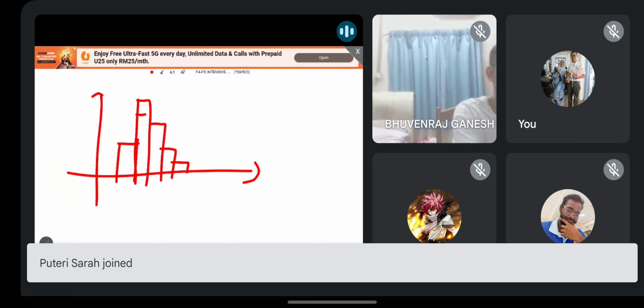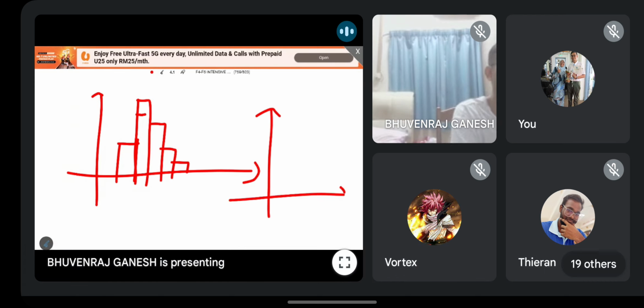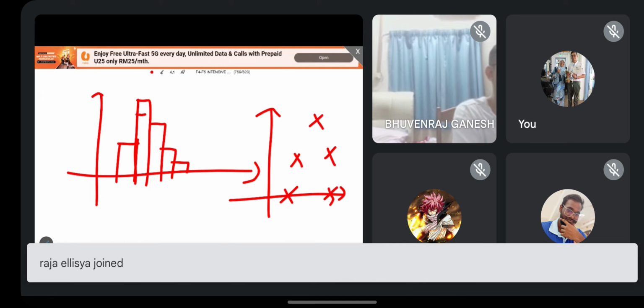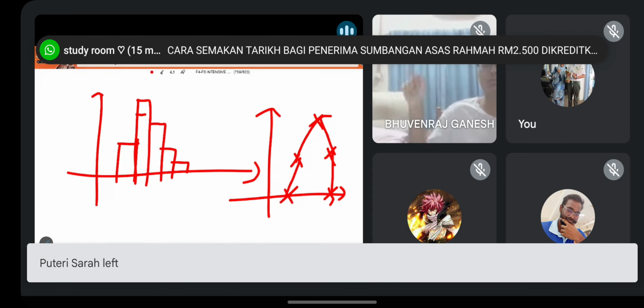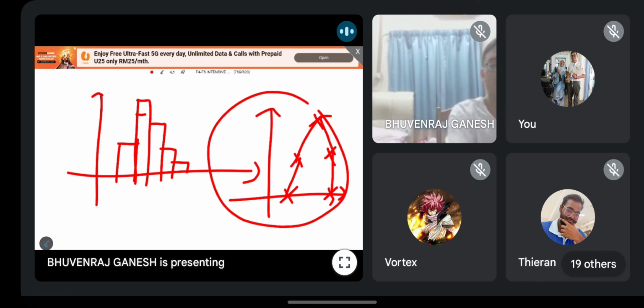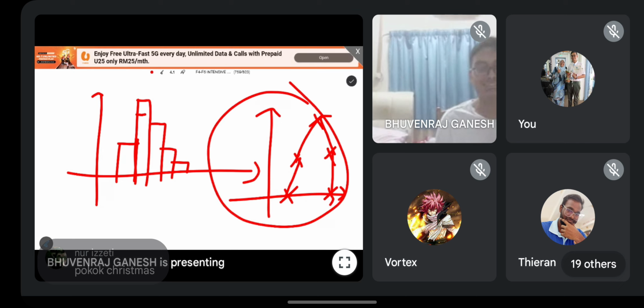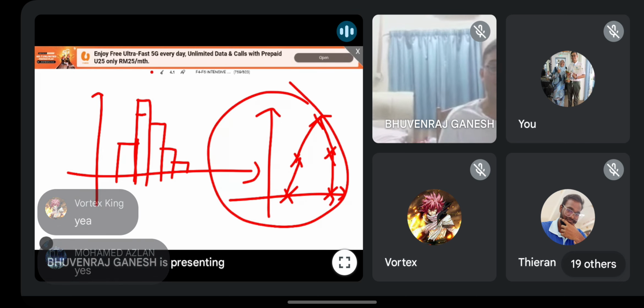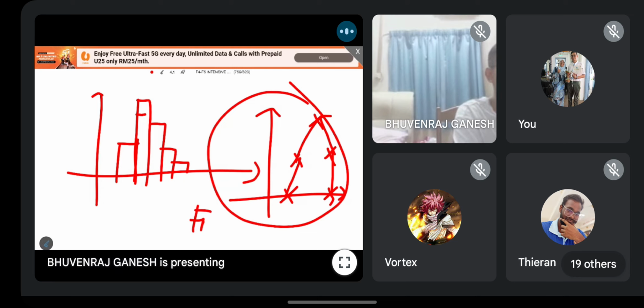Okay, frequency polygon macam mana, guys? How is frequency polygon? Like this, like this, like this. Am I right, guys? Yang ni kamu sambungkan titik guna garis lurus, straight line. You connect all the dots in straight line. It is not a curve. Bukan lengkung. Kamu guna pembaris untuk sambungkan. Do you all see this before, guys? Everyone here? Pernah nampak? Nah, betul, pokok Christmas. So this is frequency polygon.